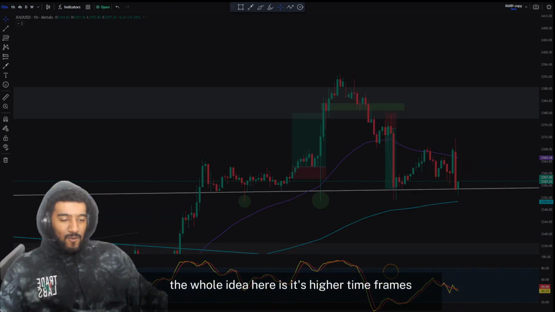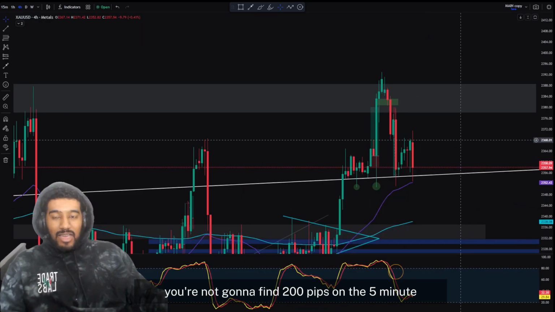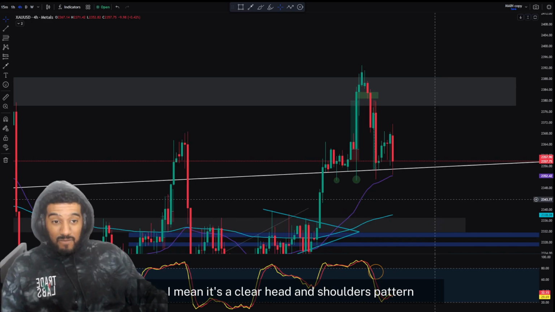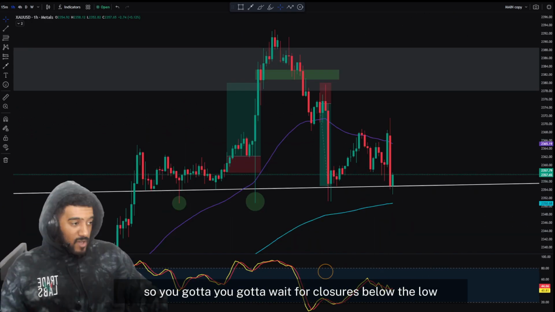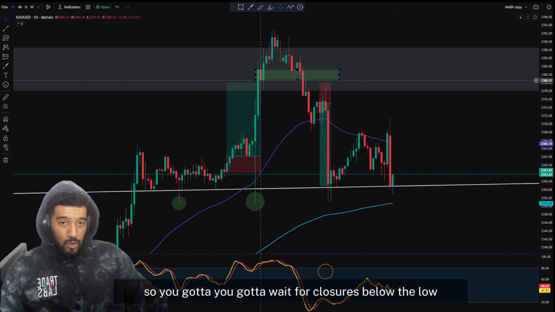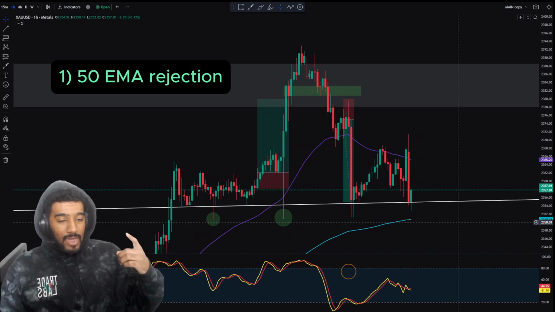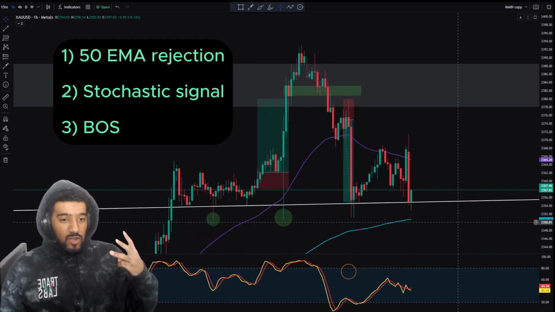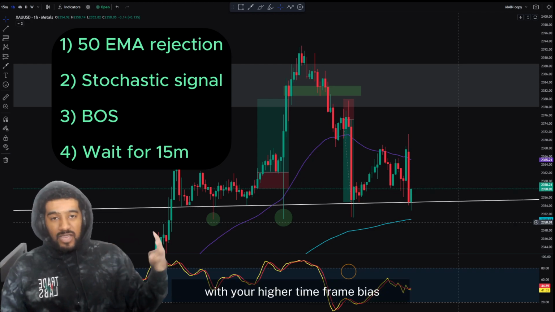And again, the whole idea here is higher time frames. If you're trading gold, you're not going to find 200 pips on the 5 minute. I mean, it's a clear head and shoulders pattern, but you can't just enter off of this. So you gotta wait for closures below the low, and again, all of this comes together and you got your trade. So 50 EMA, stochastic, wait for your break of structure and enter when price is overbought and oversold on the 15 minute with your higher time frame bias.